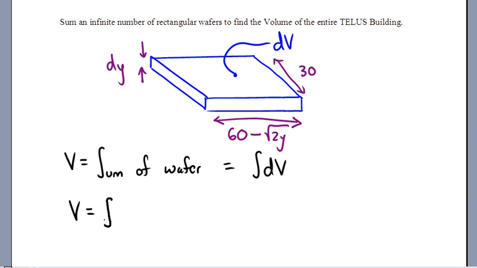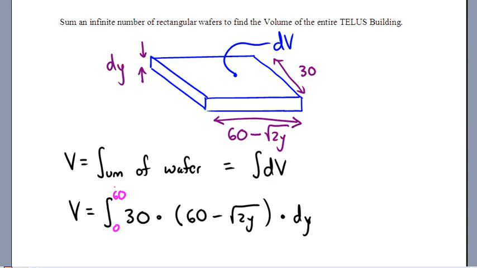Well, it's just a little rectangular prism. Length times width times height should do it. So I'm going to put in those 3 different dimensions there. I've got a 30. There's also a 60 minus the root of 2y. And in the other dimension, it's a dy. And you're done. That's the whole story. We do know that this thing begins at floor 0 and finishes at floor 60.